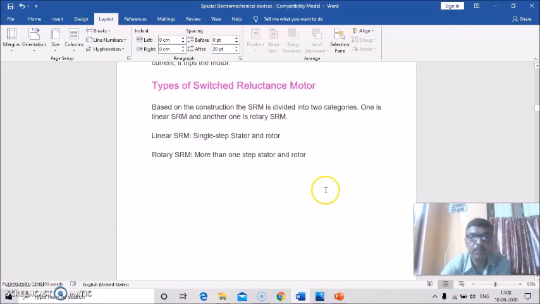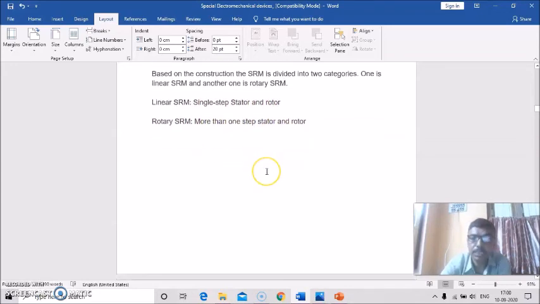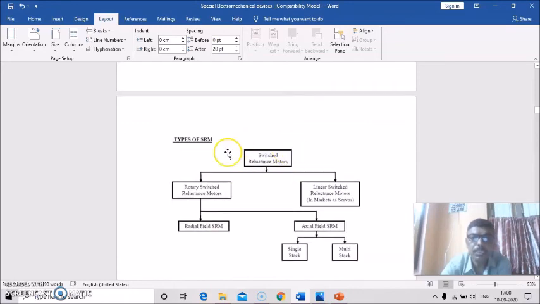Now the types of switched reluctance motors: it may be linear SRM type and rotary SRM type. The linear SRM type has a single-step stator and rotor, and rotary has more than one step of stator and rotor. The linear type is also called a servo in the linear markets. The rotary type may be radial field SRM and axial field SRM, and axial field SRM again may be single stack and multi stack.